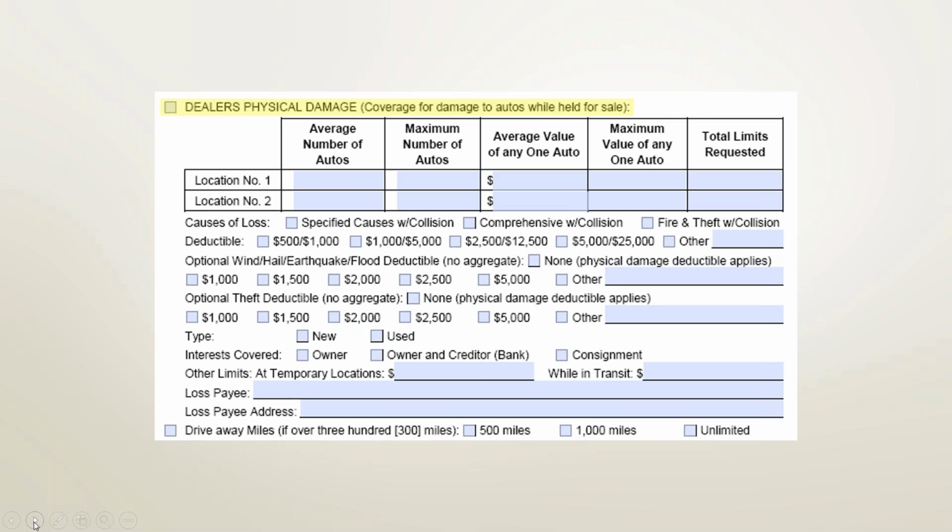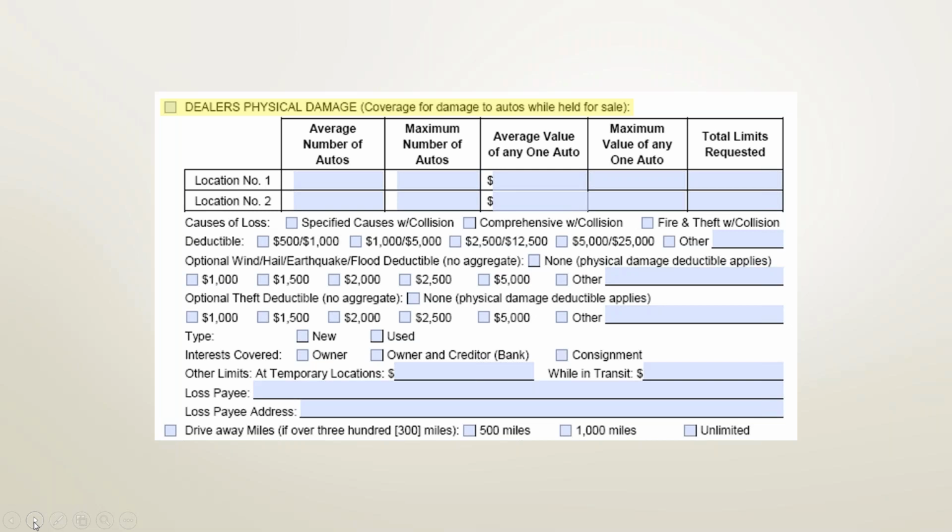All right, now we're going to get into the dealer's physical damage, which is a coverage for owned autos. So this is one that dealerships will want to have in order to cover their inventory. And this one actually has 3 causes of loss to choose from, with so many different deductible options to help bring down that premium for our insured. And again, there's no need to worry about those optional wind and hail and theft deductibles. We'll add them on if we have to.